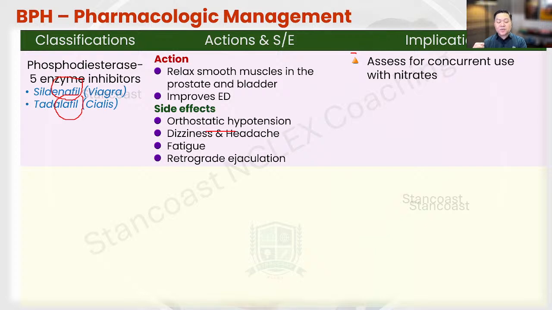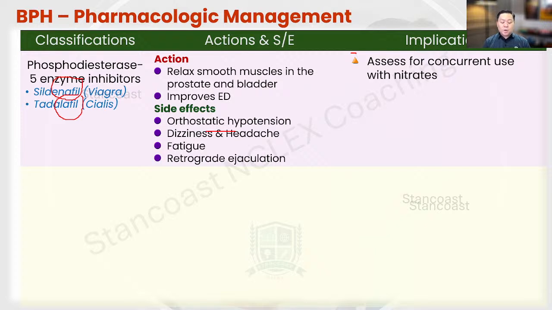And so make sure that you investigate thoroughly what medications they're using at home. If they're not being truthful to you, then you can also look into their medical records to see if they are using some nitrates or some medications that might cause vasodilation, because this can really harm them when used concurrently.